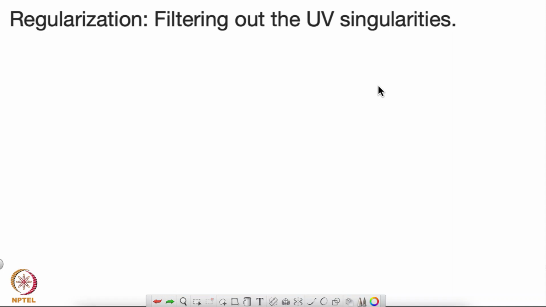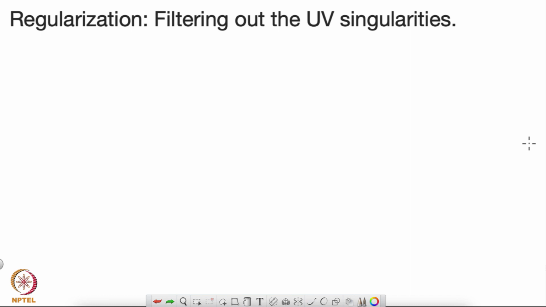We have seen that the Feynman integrals for loop diagrams are singular, and as I said earlier, we will have to use a regularization procedure to filter out the ultraviolet singularities. Now this step is not going to solve the problem, because at the end I should remove the regulator, and when I do so, the singularities will be present. But nevertheless, this is the first step.